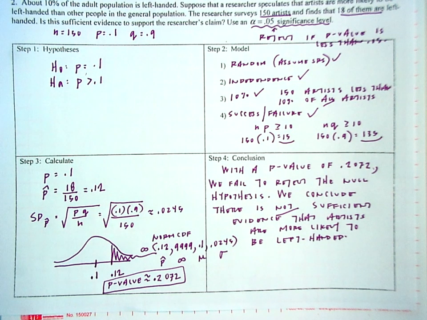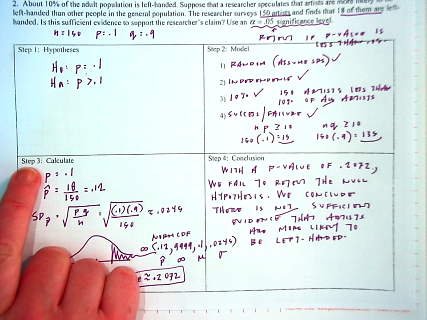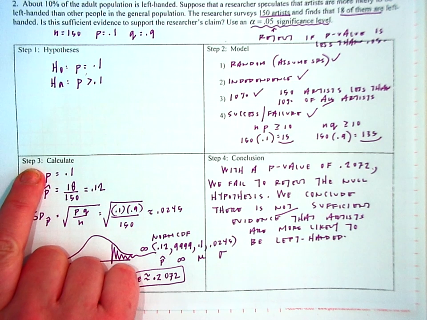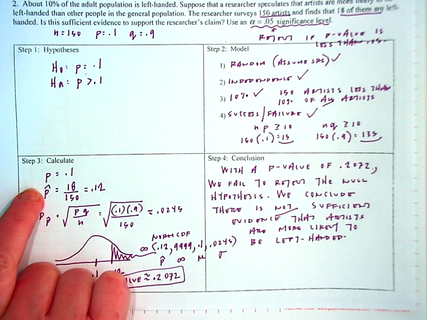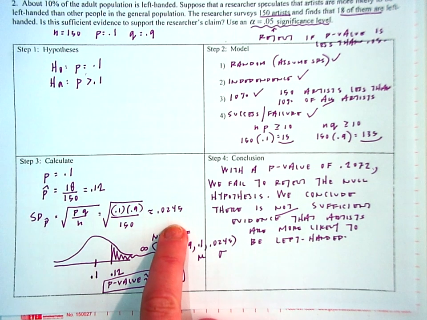And we have fulfilled all of our criteria. So now we push forward and we calculate the p-value. So to calculate it, we need to know what is our parameter, right? That's the 10% of lefties in our adult population. So this is what our mean is. That's what we're building our distribution around. What is the statistic that we came up with? We came up with 12% of lefties among the artists. How unusual is that? Well, got to figure out the standard deviation. So standard deviation, square root of pq over n, we have 0.0245.